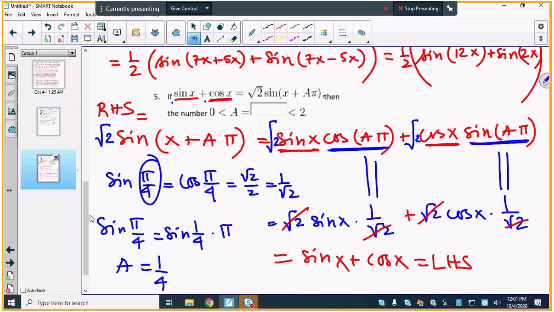And this is what I wanted to know. What is the value of a so that it is between 0 and 2, and it gives me the equality between the left-hand side and the right-hand side? So we'll say that this is 1/4. And that would answer my question.